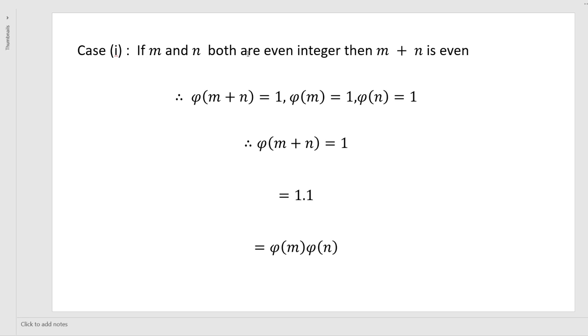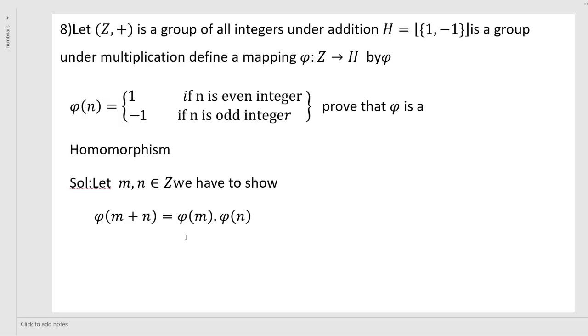If m and n are both even integers, then phi of m is equal to 1 and phi of n is equal to 1. If both are even integers, their addition is also even. The addition of two even numbers is again an even number. So, phi of m plus n is equal to 1. 1 can be written as 1 into 1, and 1 can be replaced by phi of m into phi of n. So we have phi of m plus n is equal to phi of m into phi of n. We proved this for m and n both even integers.